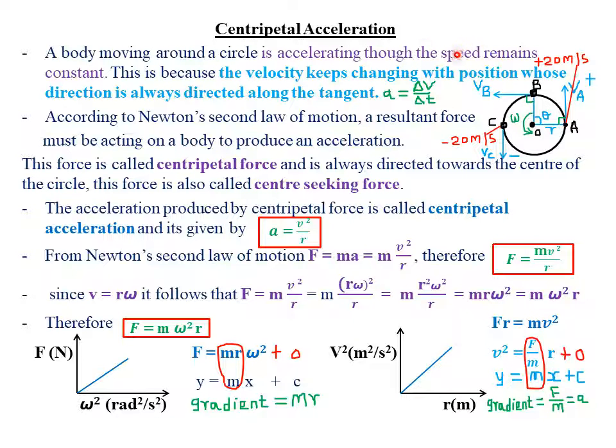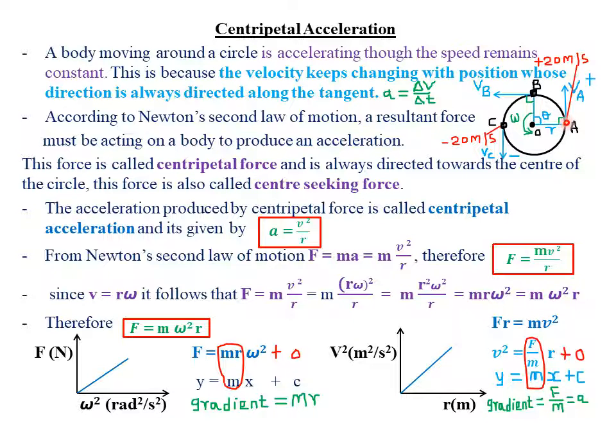So we are saying that the speed of the body is remaining constant though the body is accelerating. Remember, acceleration is change in velocity over change in time. So consider the body moving from point A to point B to point C and back to point A. Because this particular body is moving along a circular path, it means that the direction of motion of this body is actually changing with time. For instance, consider the body at point A and when it is at point C.